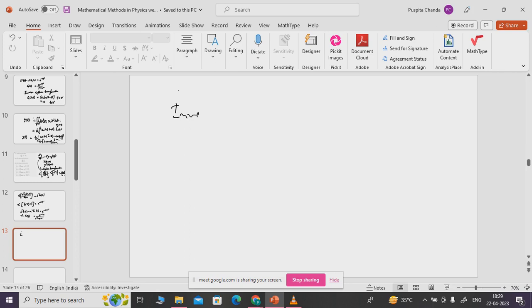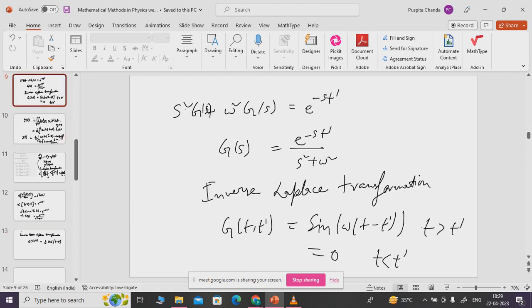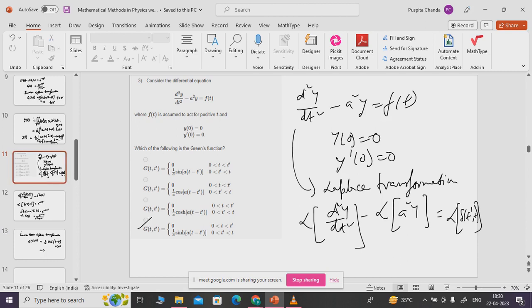So after doing the inverse Laplace transformation, g of t, t dash is equal to 1 by a sine h, a hyperbolic function, a times t minus t dash. There will be a 1 by omega when t is greater than t dash, otherwise it is 0. So it will be a hyperbolic function, which is this. Question number D.